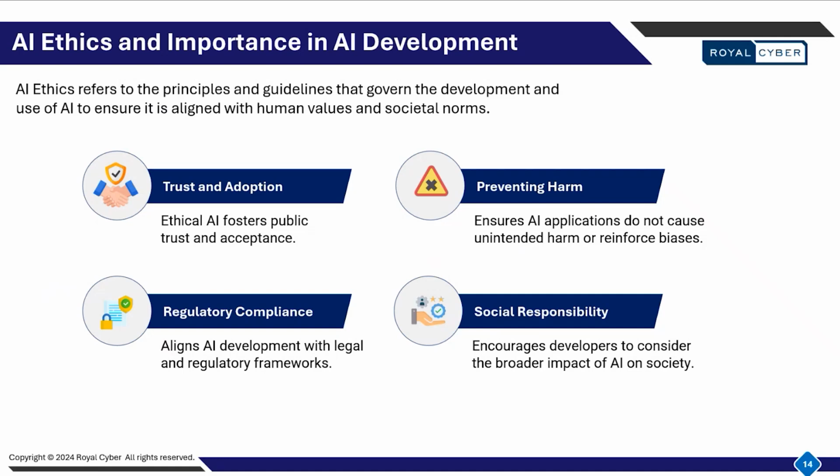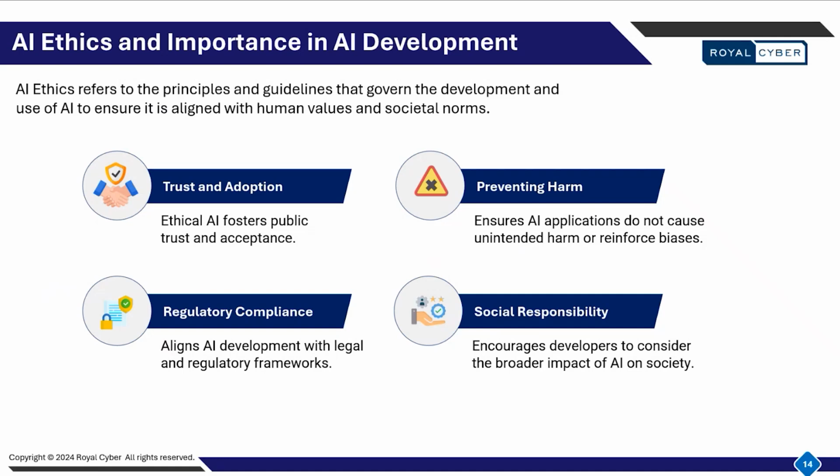As AI continues to play a more significant role in our lives, it's essential that we approach its development with a strong ethical foundation. There are several key reasons why AI ethics is vital. Trust and adoption. First and foremost, ethical AI fosters public trust and acceptance. When people understand that AI systems are designed with their best interest in mind, they are more likely to embrace and use these technologies. Trust is foundational to the success of AI in any industry.